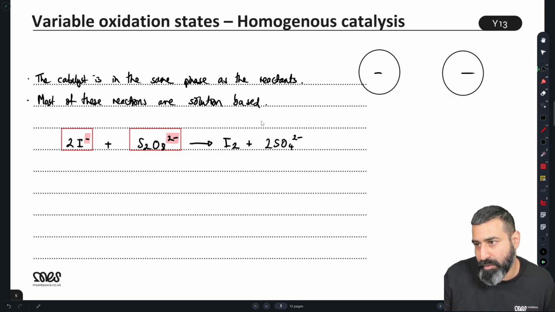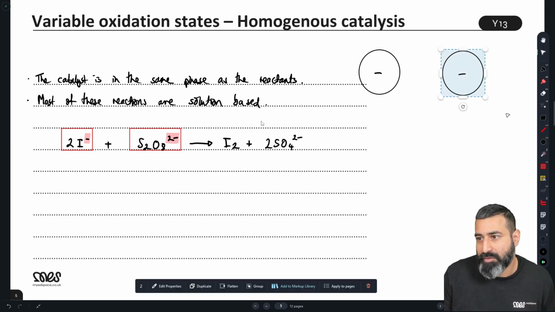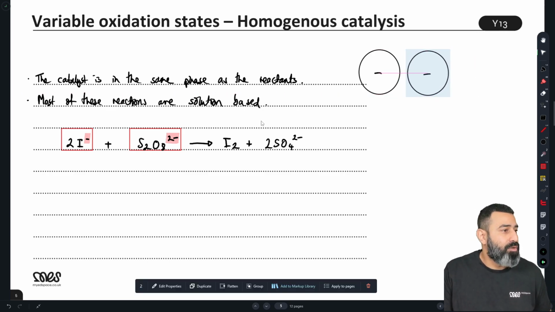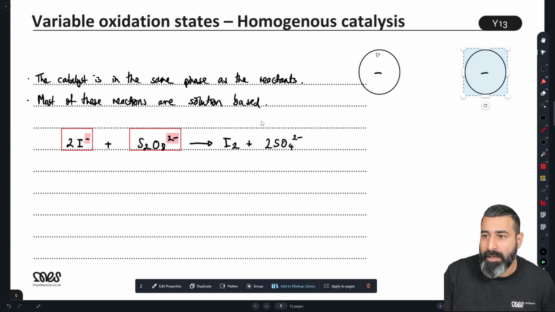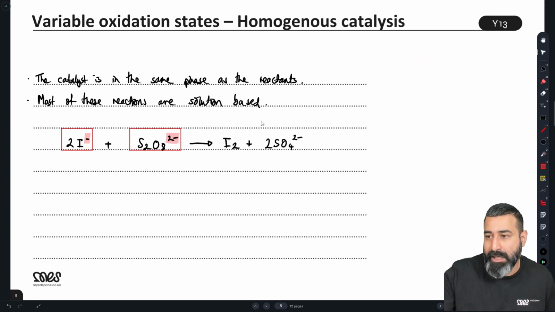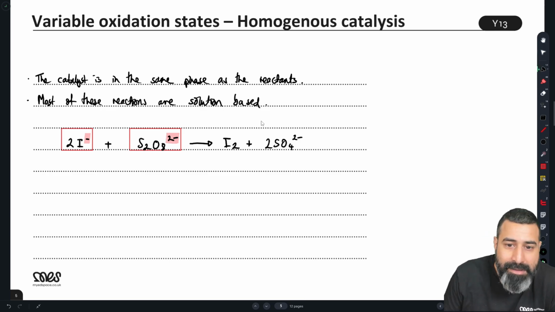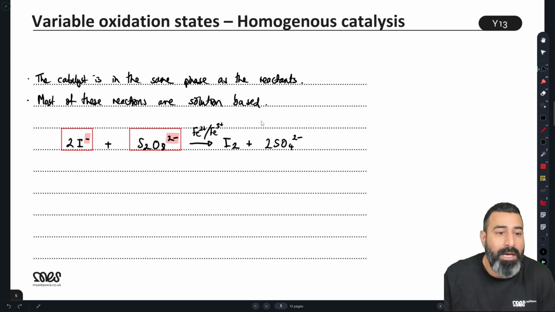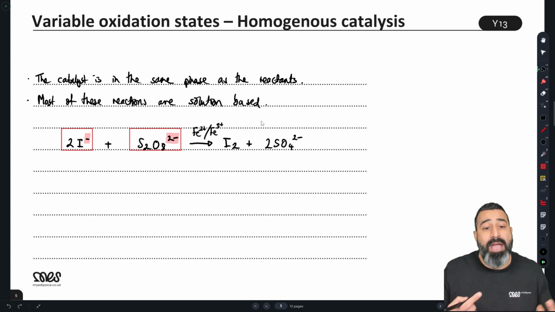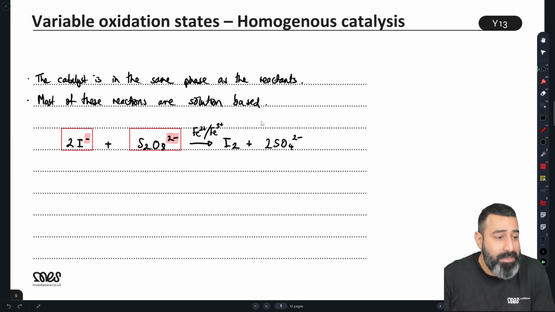And what we do to overcome this is we use a catalyst, because remember these two negative species are going to repel, and that repulsion is going to be big, so therefore the activation barrier is going to be large. How do we overcome this? Well, we need a mediator. So what we do is we add a homogeneous catalyst in the form of Fe2+/Fe3+. And we're going to look at how the Fe2+ overcomes this large activation barrier.